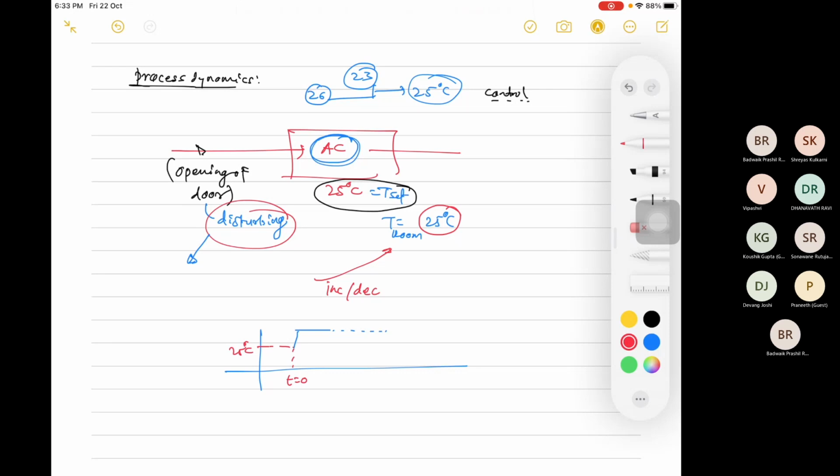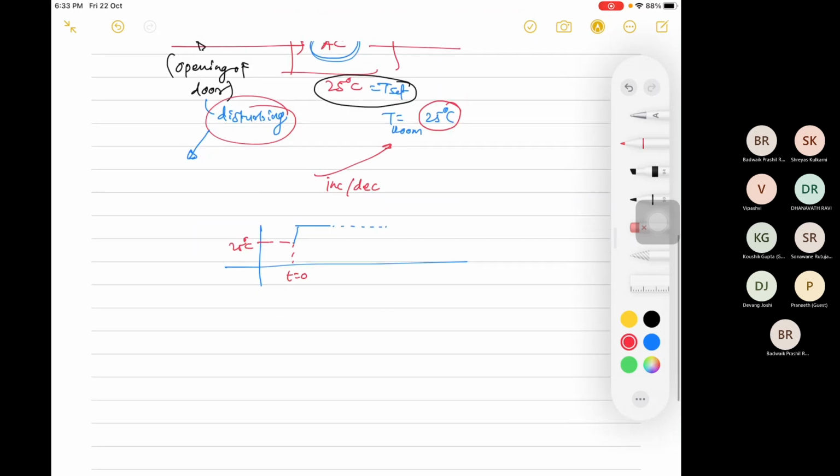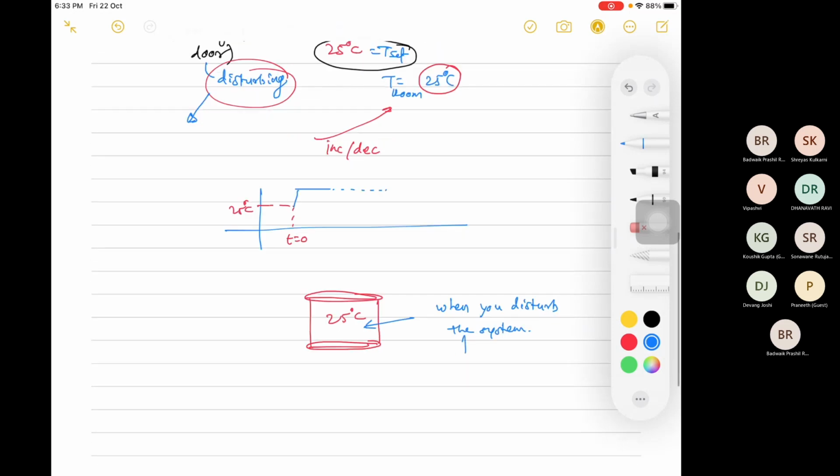So what I wanted to tell here is, until and unless you disturb the system, you are not going to see the dynamics. Suppose I have one reactor whose temperature is maintained at 25 degrees Celsius. Until and unless there is a disturbance to the system, there will not be a change in the temperature, pressure, or any parameter of the system. So when you disturb the system, you will see the dynamics.